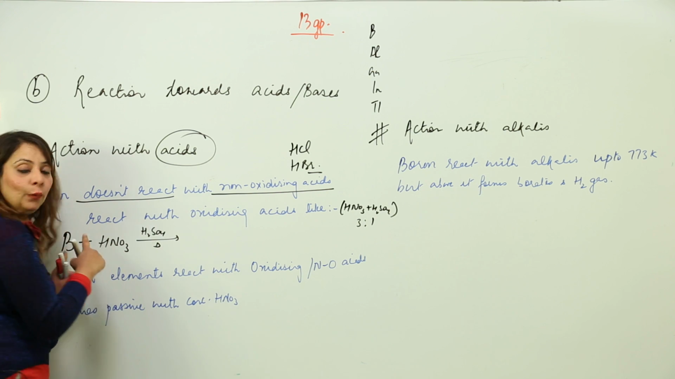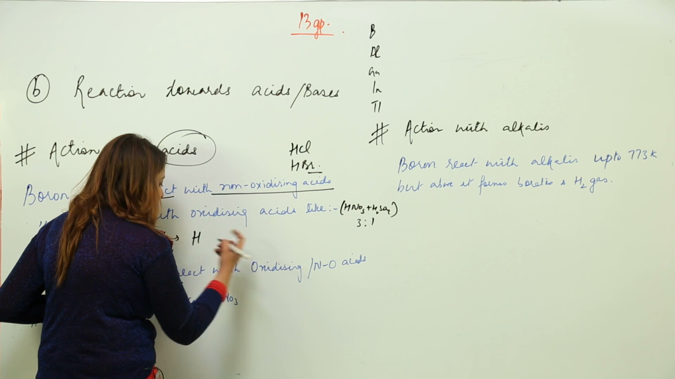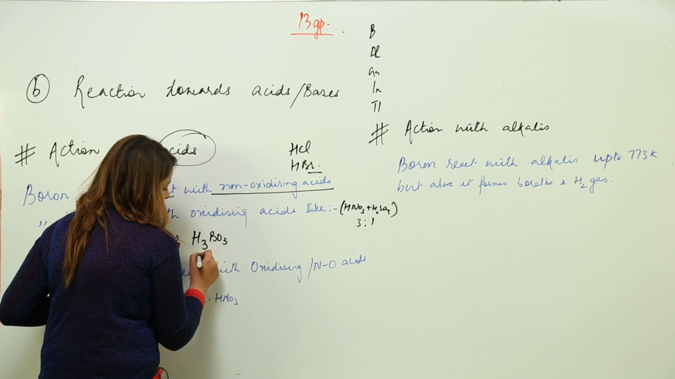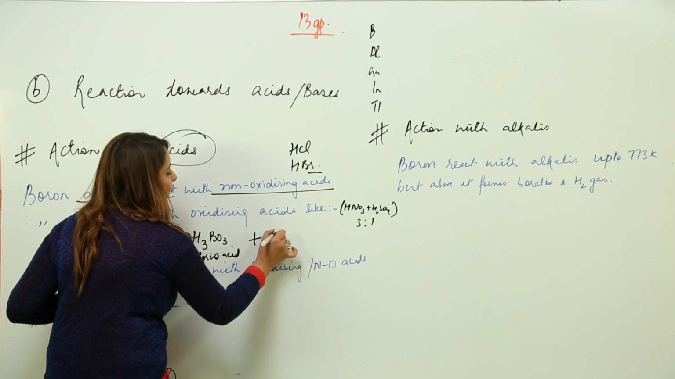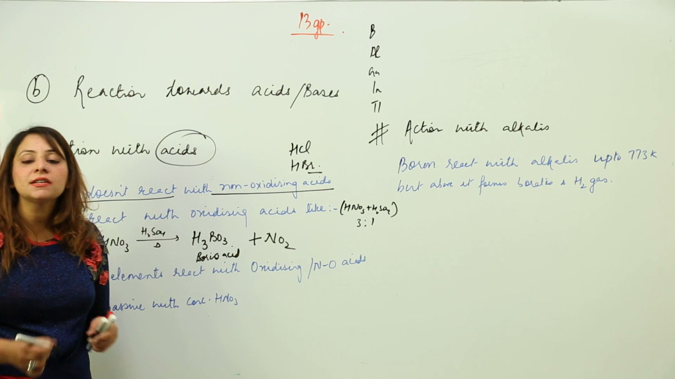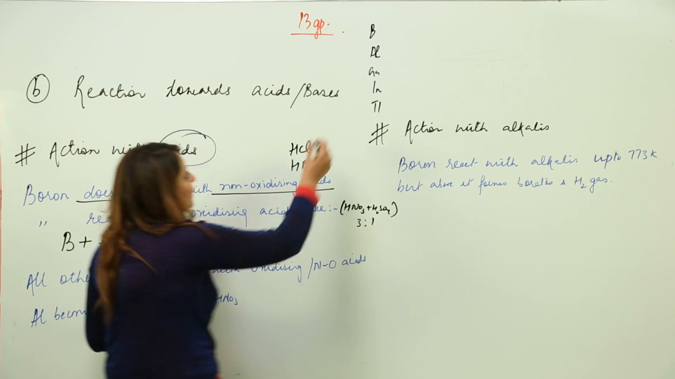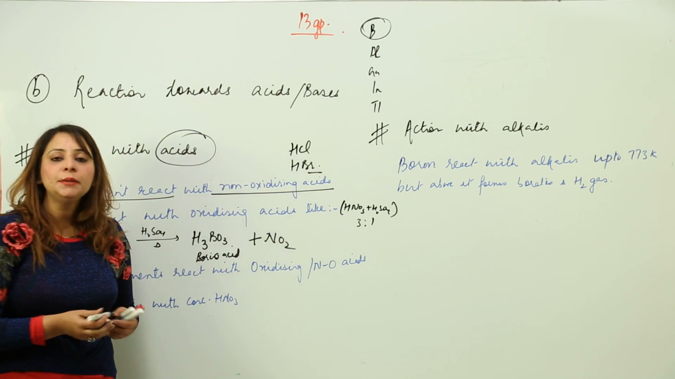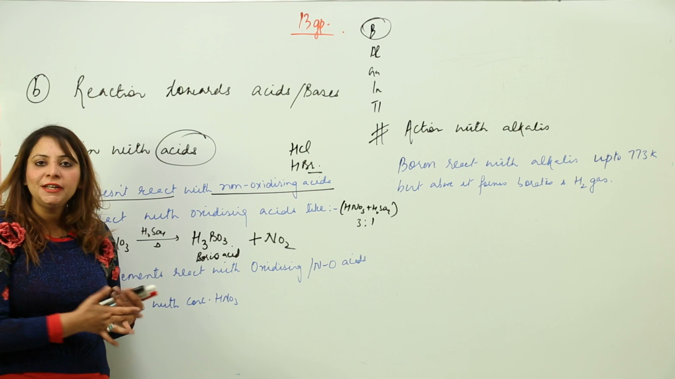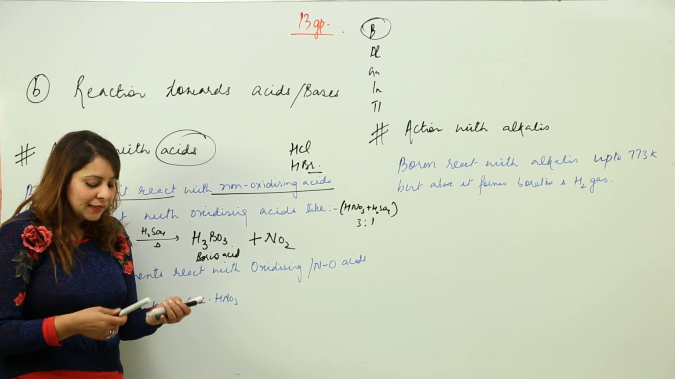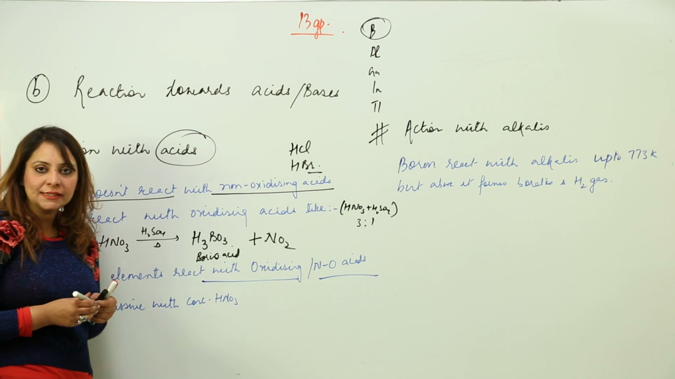What we'll see is that when it reacts with an oxidizing acid, it gets oxidized and forms its respective acid, that is boric acid. What is the formula for boric acid? It is H3BO3, and along with that you get to see nitrogen dioxide, the reddish brown gas NO2. So it's clear that boron doesn't react with non-oxidizing acids, but it reacts with oxidizing acids. As for the other members like gallium, indium and thallium, all of them react with oxidizing as well as non-oxidizing acid.